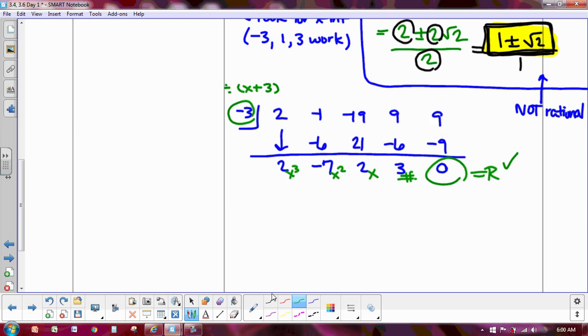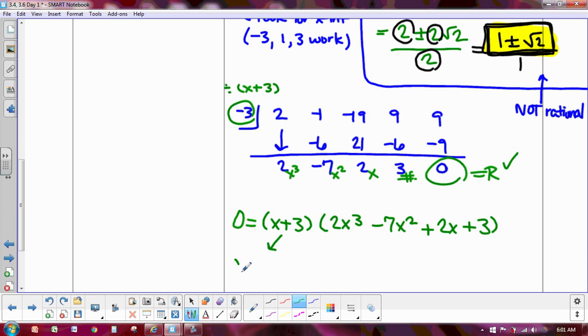Okay, so we did our division. Now, we set our equation equal to 0 because we're trying to find zeros. We turn this division work into our factored form of our original. I divided with the negative 3, which really meant I was dividing by x plus 3. Then my answer, 2x cubed minus 7x squared plus 2x plus 3, is my other factor. From the x plus 3, I know one answer is negative 3.